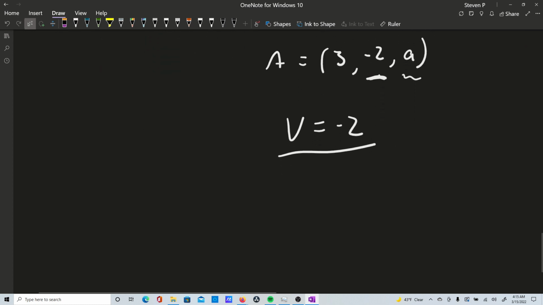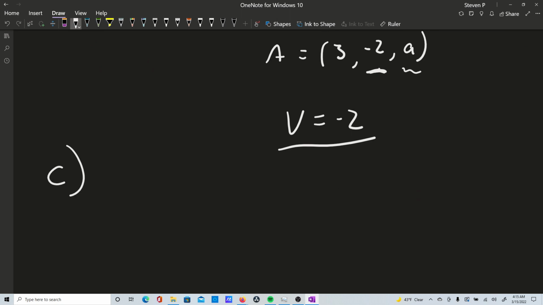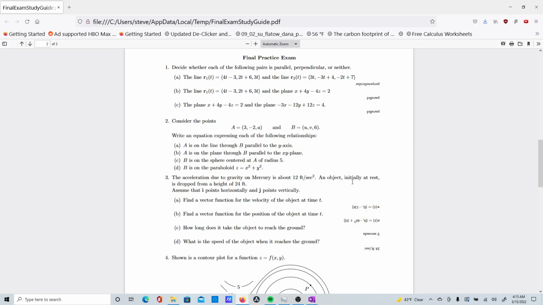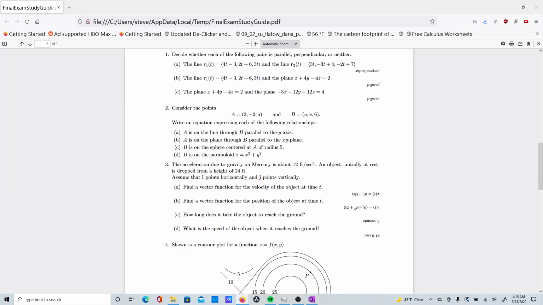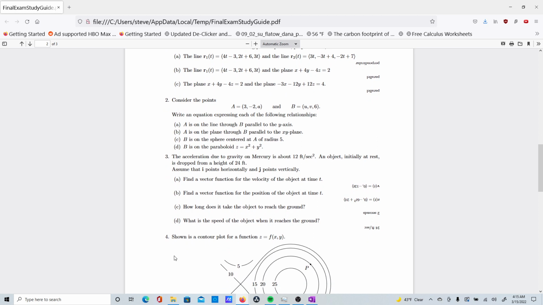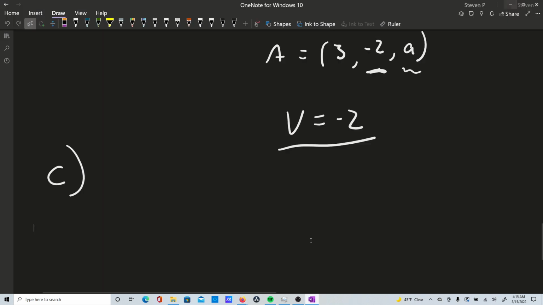Okay, onwards. We're going to say that one point is the center of the sphere and the other point is on the surface of the sphere, right? That's basically saying B is on the sphere centered at A. Well, okay, I'll write this out a little more thoroughly.